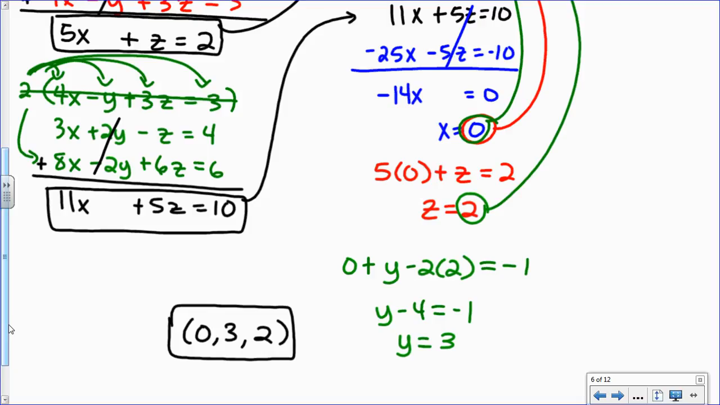Tomorrow we are going to do the special cases. So like the dependent ones, the linear dependent, coincident dependent, and then the no solution, the inconsistent ones. So we'll work on those tomorrow and look at a word problem.